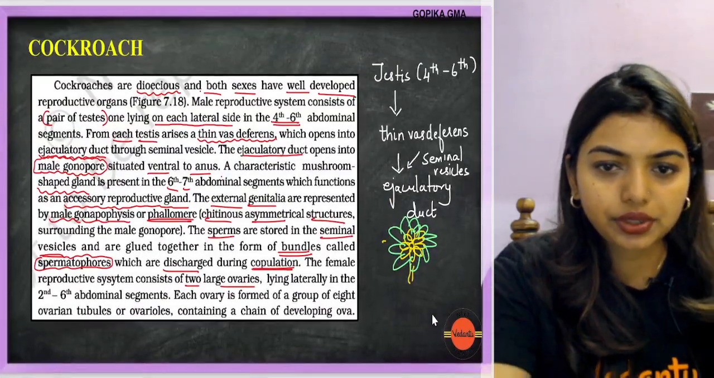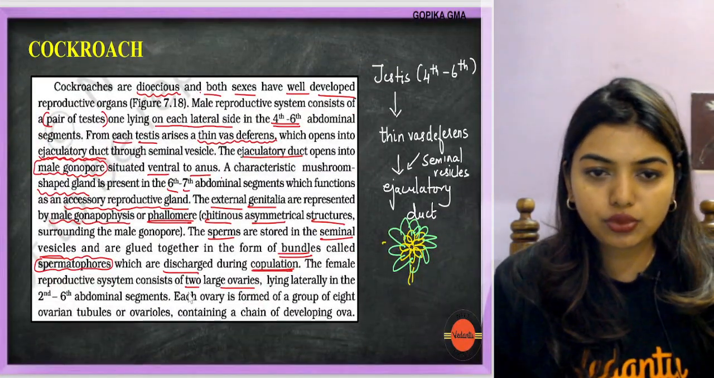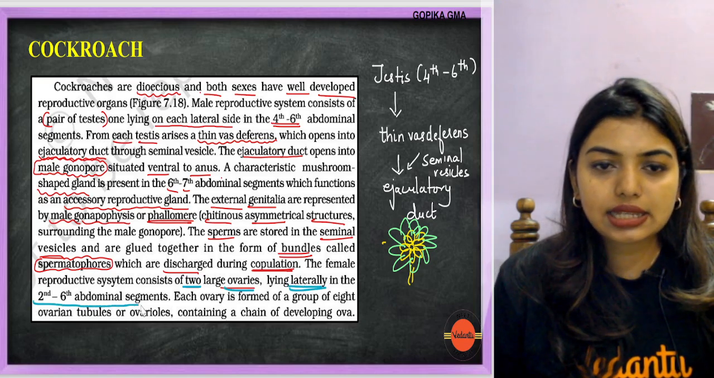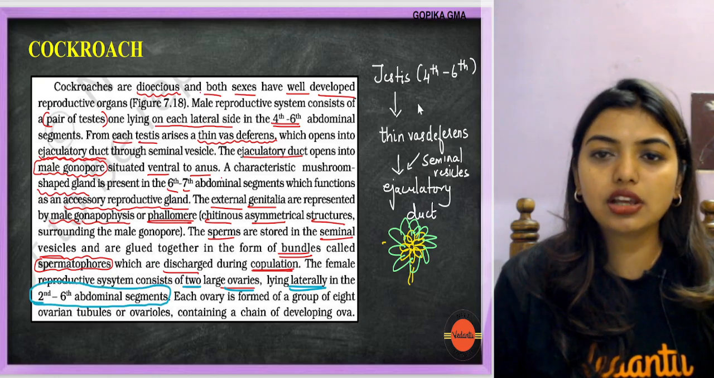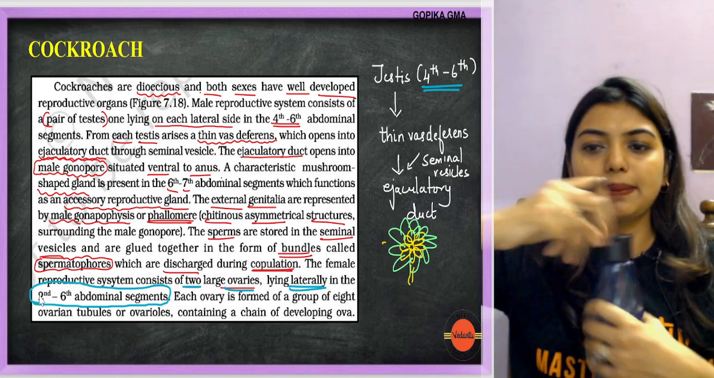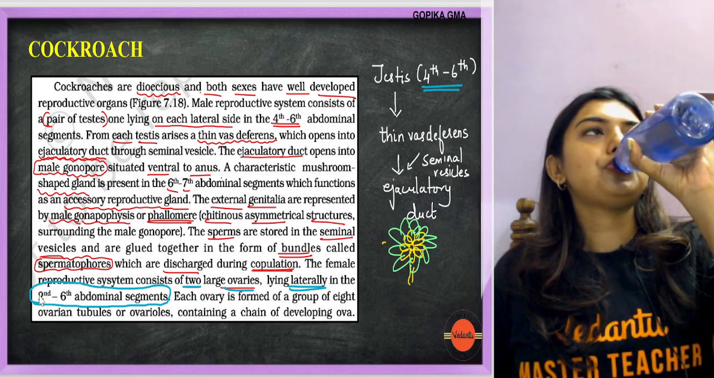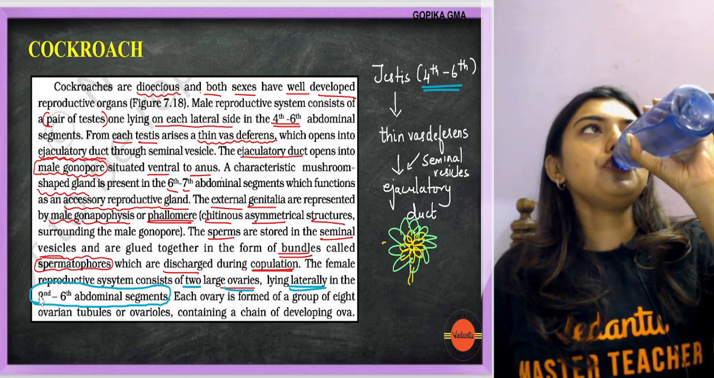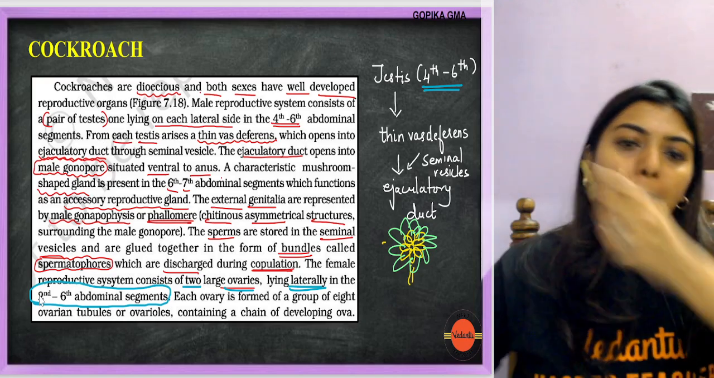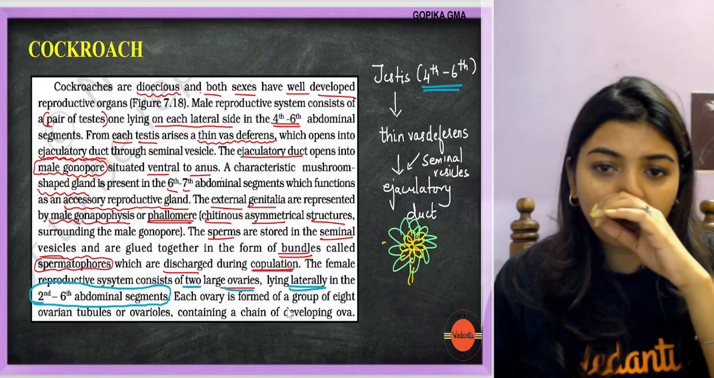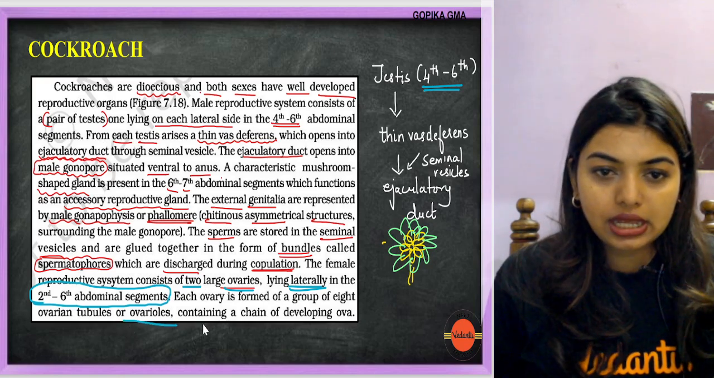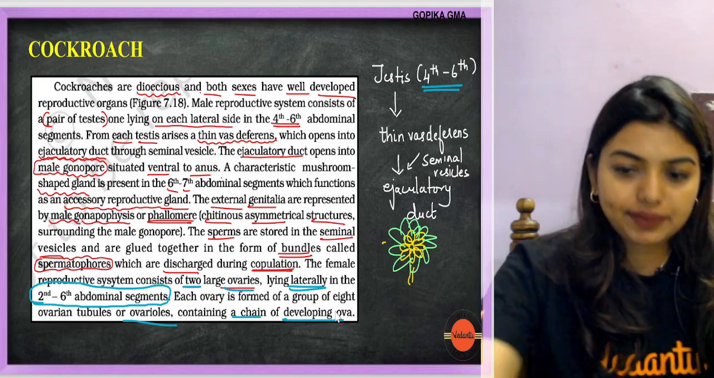Start from here. Look here. The female reproductive system consists of two large ovaries, lying laterally in the second to the sixth abdominal segment. So here, students, testis was in the 4th to 6th segments. Here it is going to be from the 2nd to 6th abdominal segment. Each ovary is formed of a group of 8 ovarian tubules or ovarioles, containing a chain of developing ova. I'll teach you that.